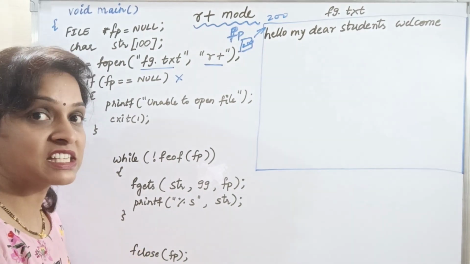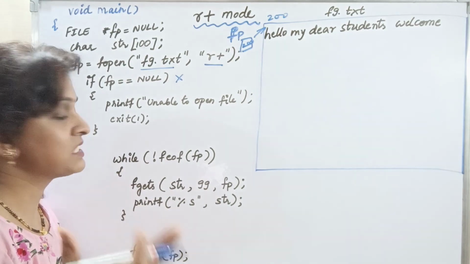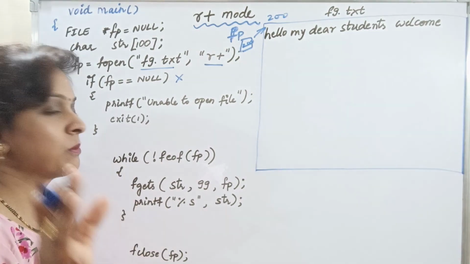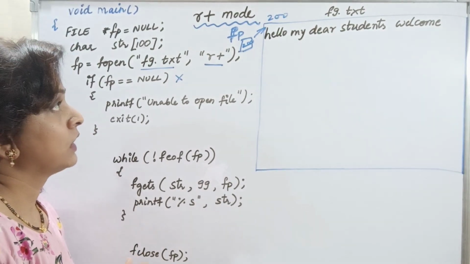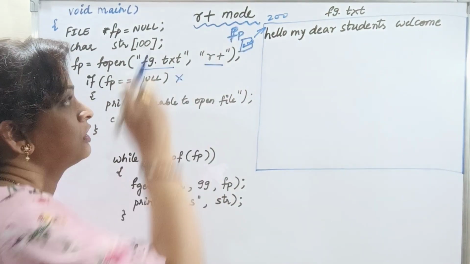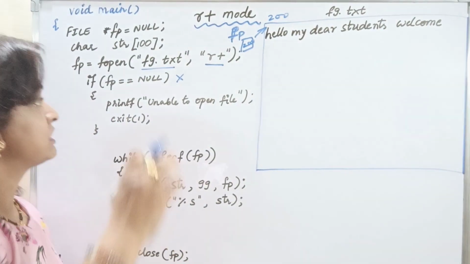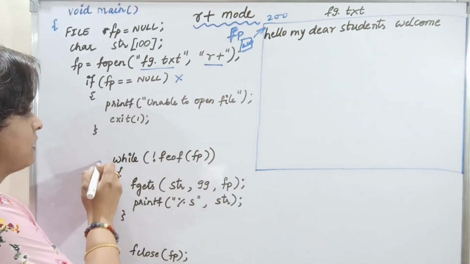If the file does not exist, then it is going to return null, and I will get a message unable to open the file, or sometimes the file may not be readable properly. If the file exists, the address of that will be held in the file pointer fp. Now is fp equal to null? No, fp is not equal to null. Control will come to this point.